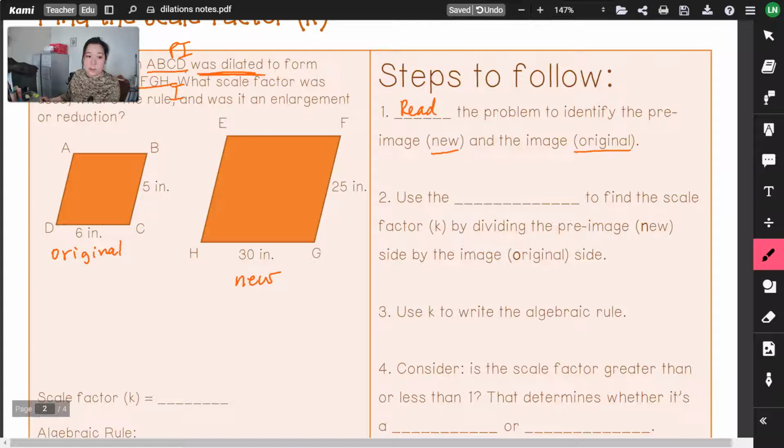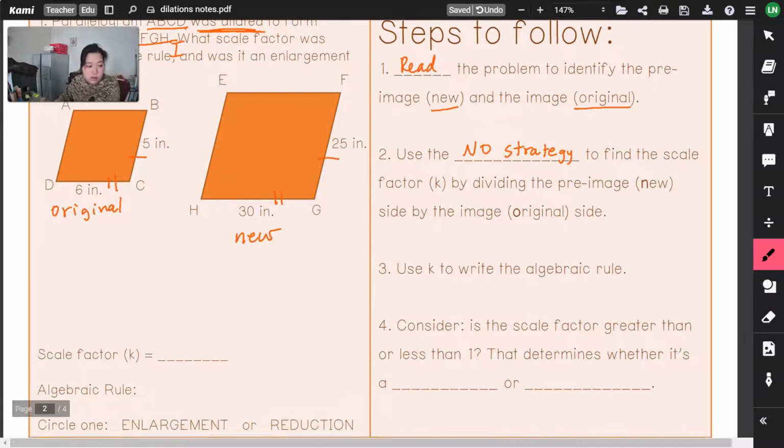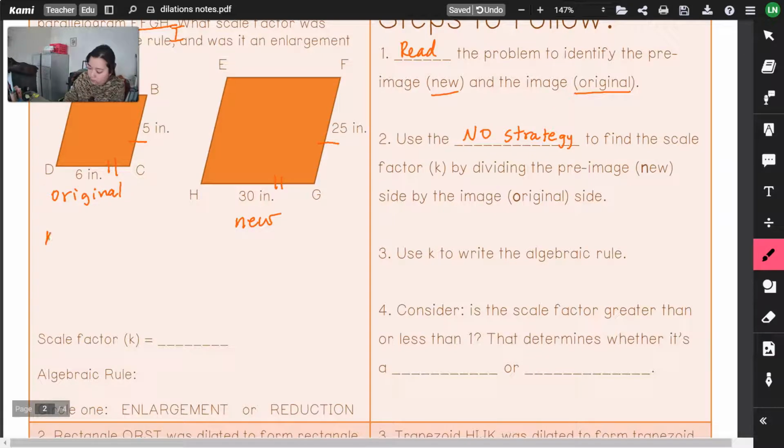Okay, so what we're going to do now is use the no strategy to find the scale factor by dividing the image side by the pre-image side, or the new side by the original side. This is where you want to make sure you use corresponding sides. Like this side and this side are congruent. This side and this side are congruent. But if you try to set it up with 30 and 5 and 25 and 6, you're going to get something really weird. So please make sure you're using corresponding sides. Okay, so K is new divided by original.